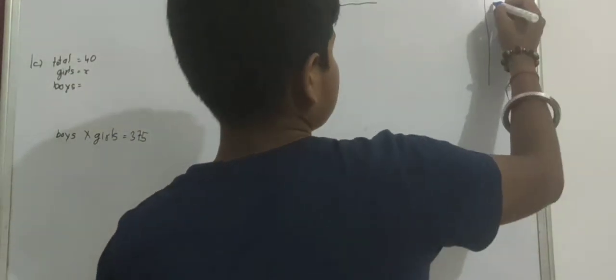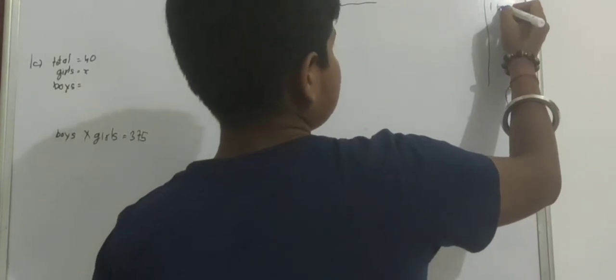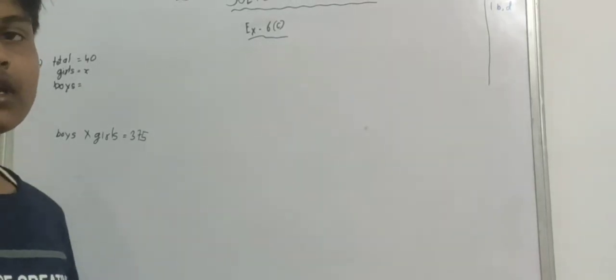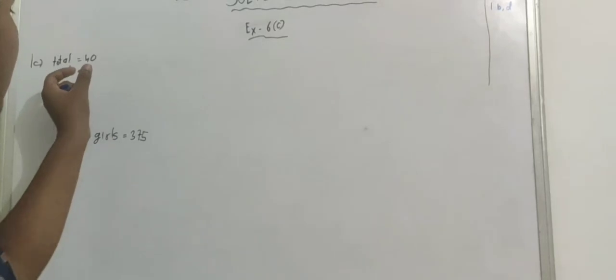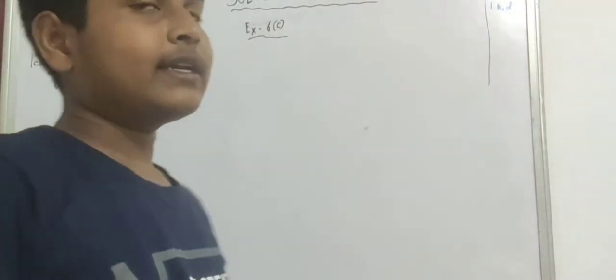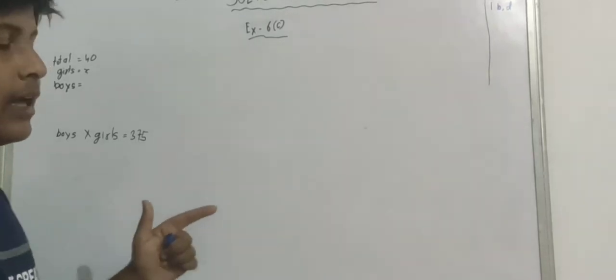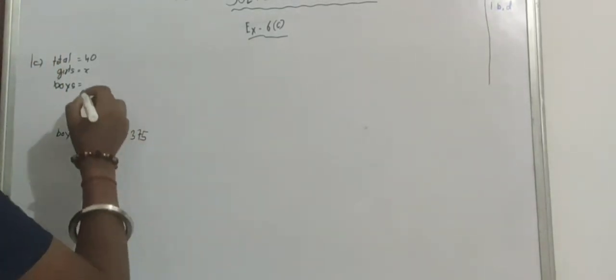Friends, part B and D of one hour homework. Now we will solve part C. In this question, we are given the total number of students in a class as 40, and girls are not given, so we are letting it be X, and boys automatically. If girls are X, then boys will be 40 minus X.